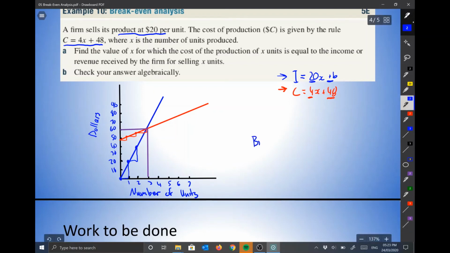So the break-even point, which is what we're being asked for here, is the value of X for which the cost of production of X units is equal to the income or revenue received for selling X units. And we're not going to worry about checking our answer algebraically.